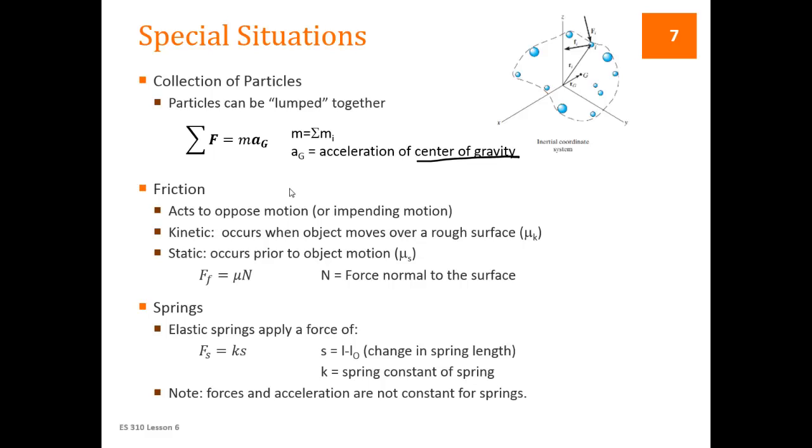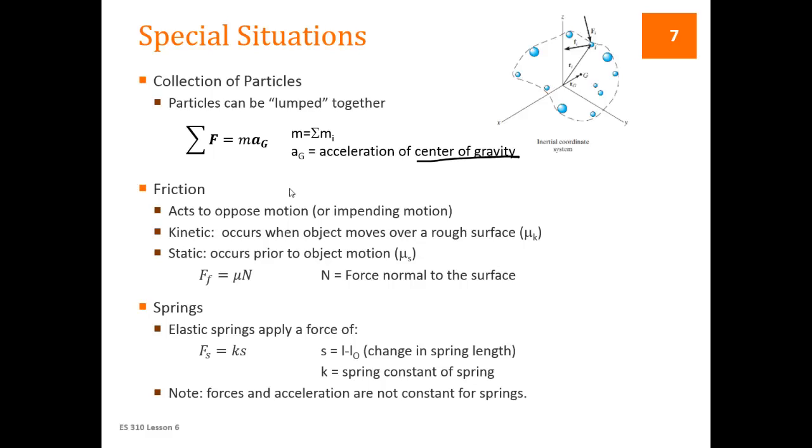Something else that we saw in statics that we'll have to factor into dynamics as well is friction. If we remember, friction always acts to oppose the motion. So if an object is moving to the right, friction is going to be to the left. There's two types of friction. There's kinetic friction, which occurs when an object moves over a rough surface. So we've got a moving object, which is why it's called kinetic, and the surface is rough, so there's friction. There's also static friction, which prevents an object from moving. So you've got static friction up until the point it moves, and then you've got kinetic friction after it starts moving.